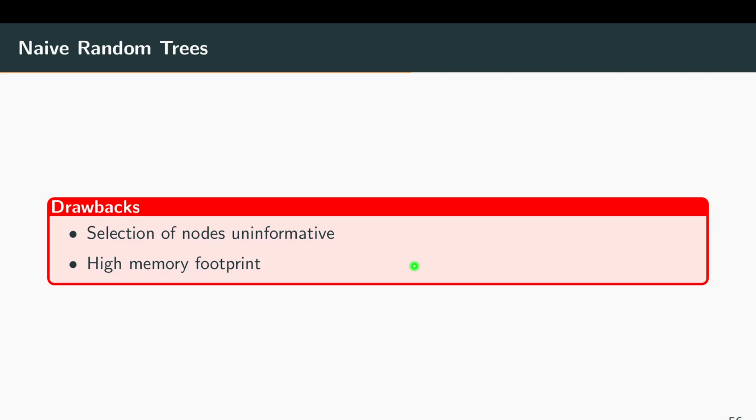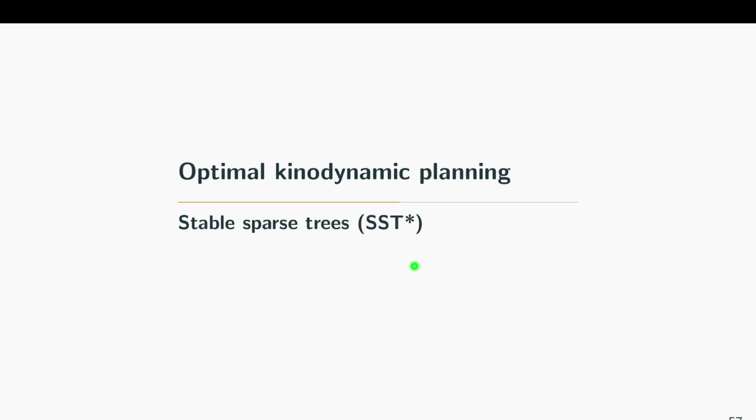Now, what is nice about it is that it has inspired another algorithm that is basically extending this idea and makes it useful. And that algorithm is called stable sparse trees, or SST star. And we will try to figure out where the name comes from, maybe after we discussed what it actually is.